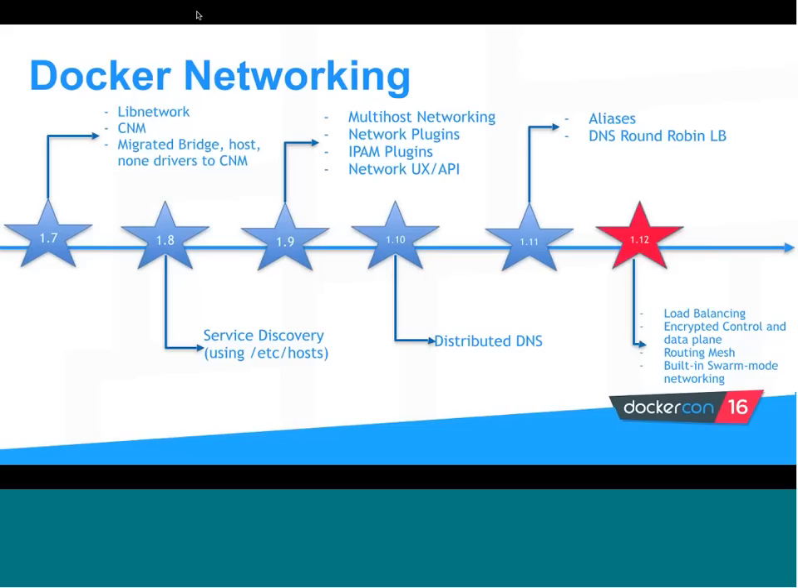So starting 1.12, multi-host networking performs much better and scales way better, thanks to the embedded store. And we also changed the way we do service discovery, in the sense that the state exchanged between the nodes is now completely based on gossip. So we introduced a gossip-based, encrypted control plane, and for the data plane we also provide support for IPsec by default in Docker. Also we supported load balancing in 1.12 using IPVS and DNSRR.